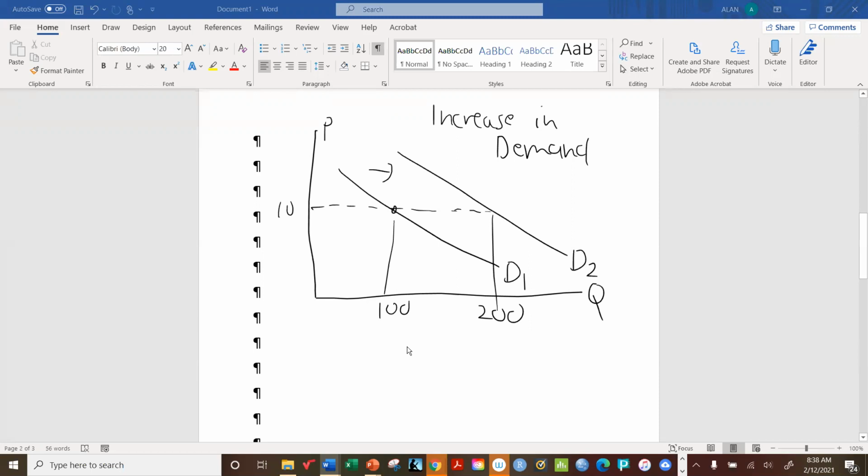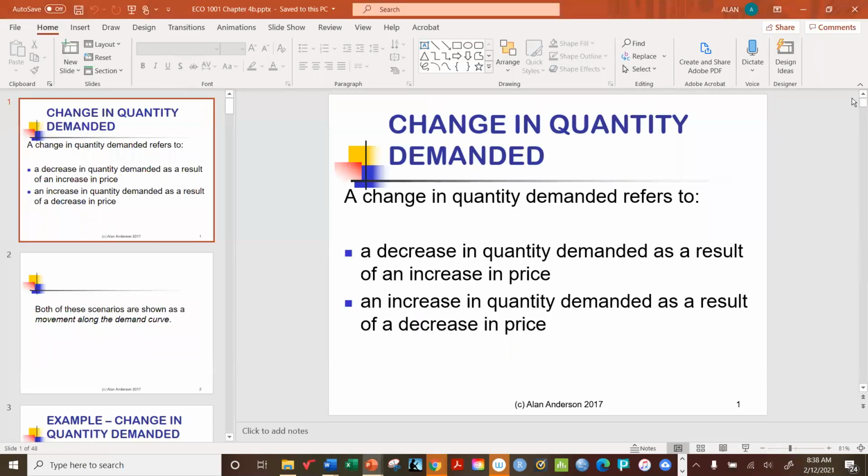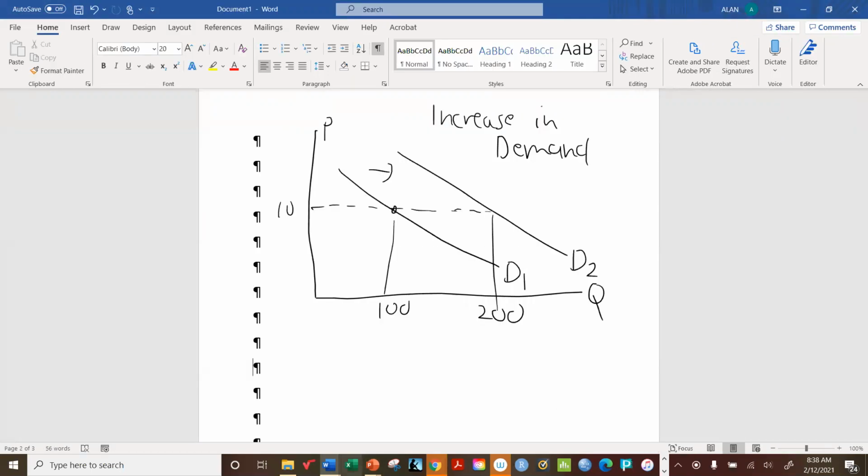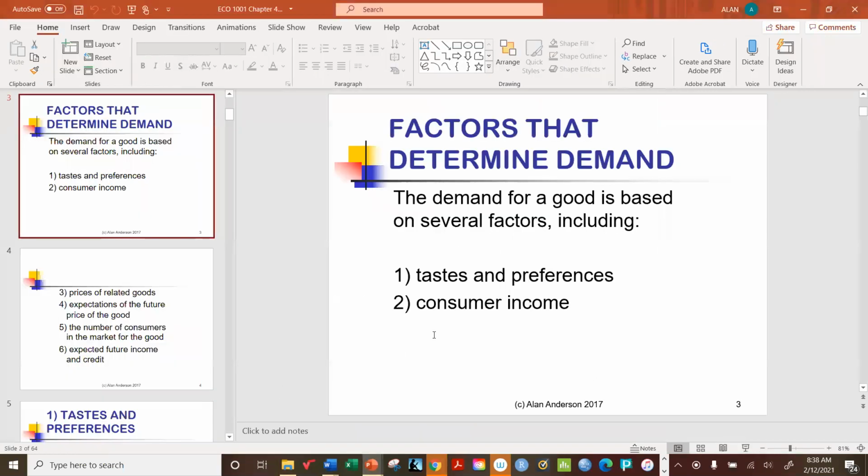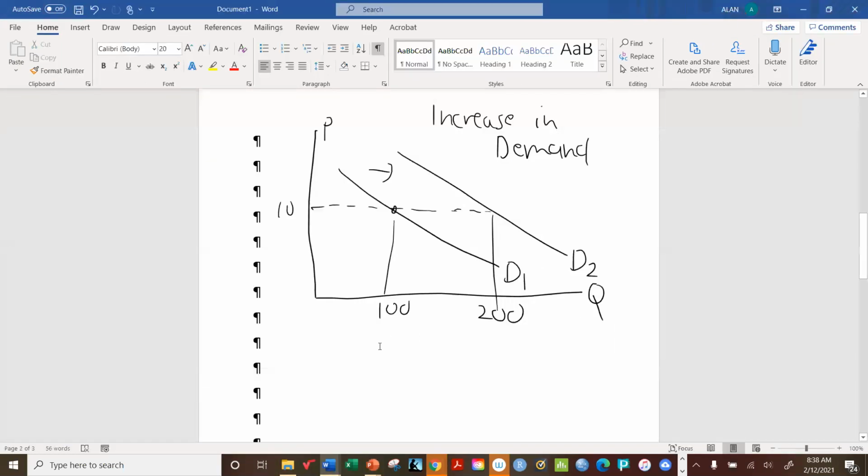For example, let's look at taste and preferences. Well, I think it makes sense that if people's taste for a product goes up or increases, then the demand curve could shift to the right. So, for example, an increase in tastes or preferences for the good.